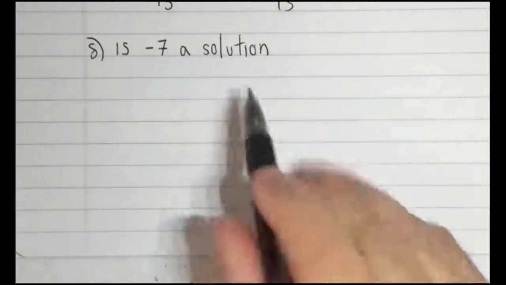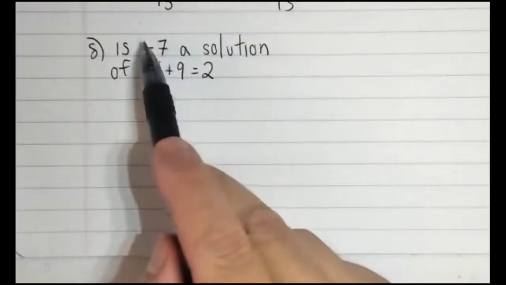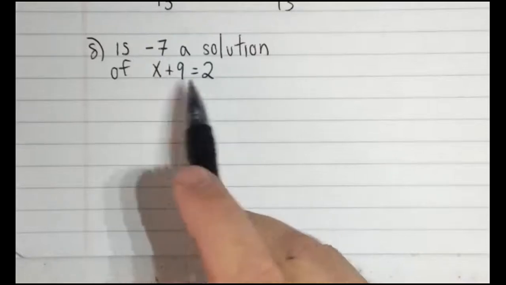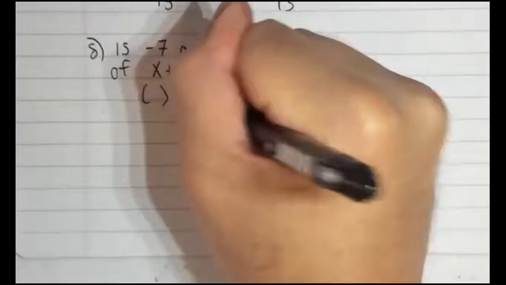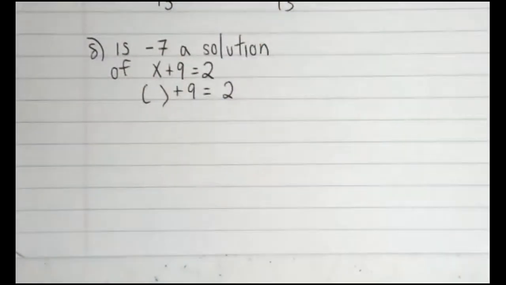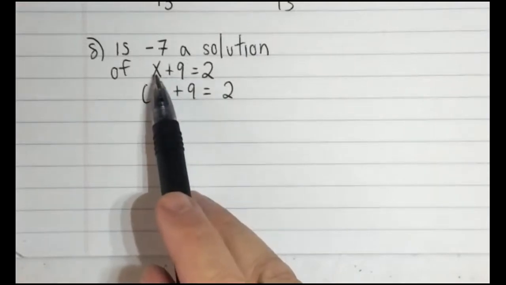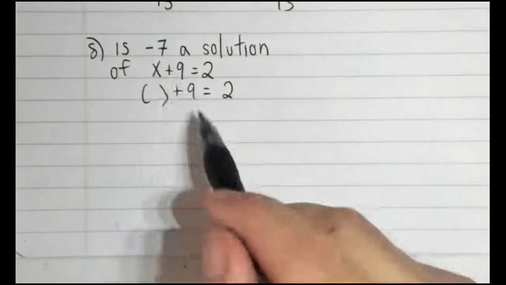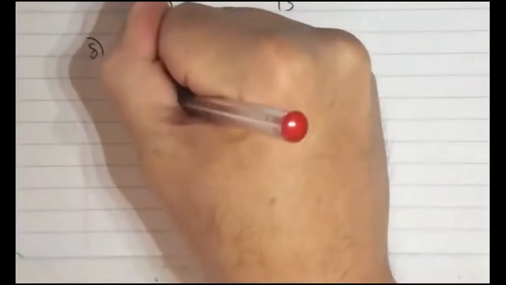All right, so is negative 7 a solution of x plus 9 equals 2? What they're asking you here is, if you substitute negative 7 where x is, does this give me 2? The way we solve these is I write parentheses where the x is, or the missing variable that I'm going to substitute. And in this case, I'm substituting the negative 7.